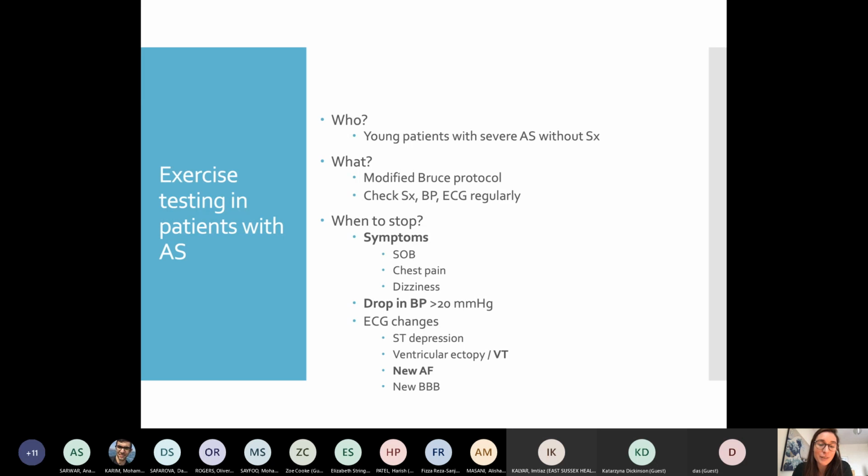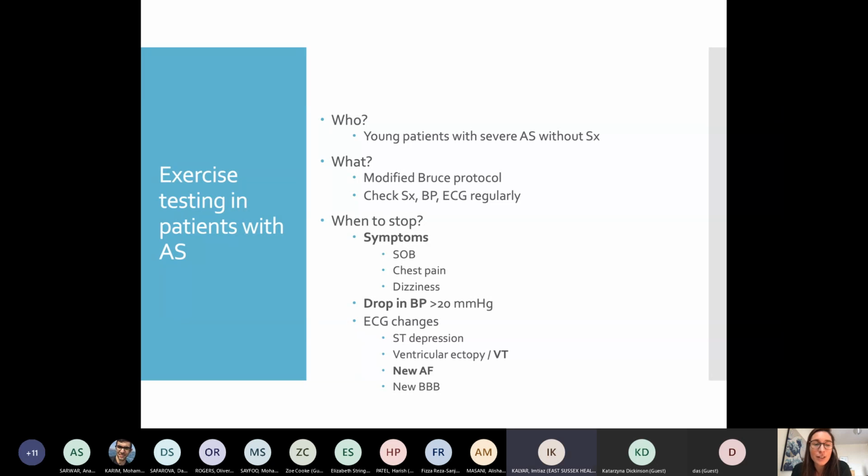So he actually went on to have an exercise test, and I guess this is probably because of the fact that his symptom burden is quite mild, really. Okay, so who would you do an exercise test on? Really, you should only be thinking about doing it in young patients with severe aortic stenosis without convincing symptoms. If you put an old, frail person with severe aortic stenosis on a treadmill, it will go badly. So hopefully that part of things is relatively obvious.